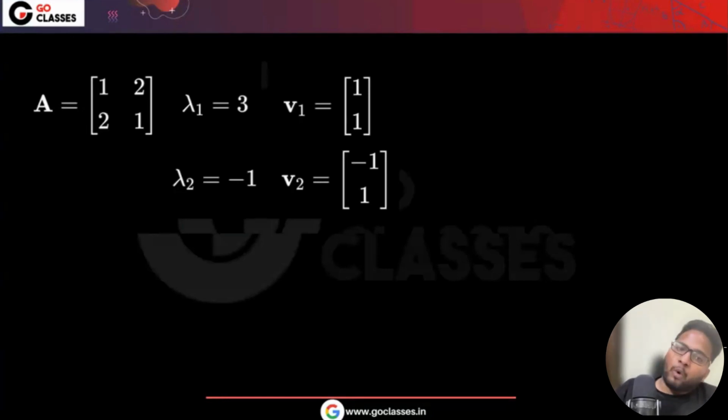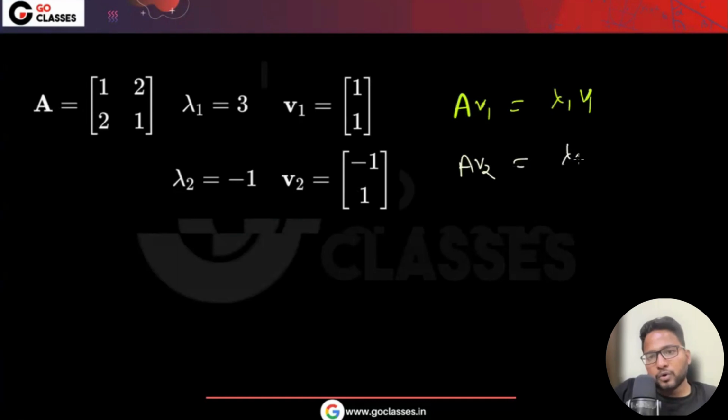Then tell me, what will be A into V1? Won't it be lambda 1 into V1? Is this true or false? This is definitely true, right? What is A into V2? This will be lambda 2 into V2. Individually we have seen them, A into V1 and A into V2.